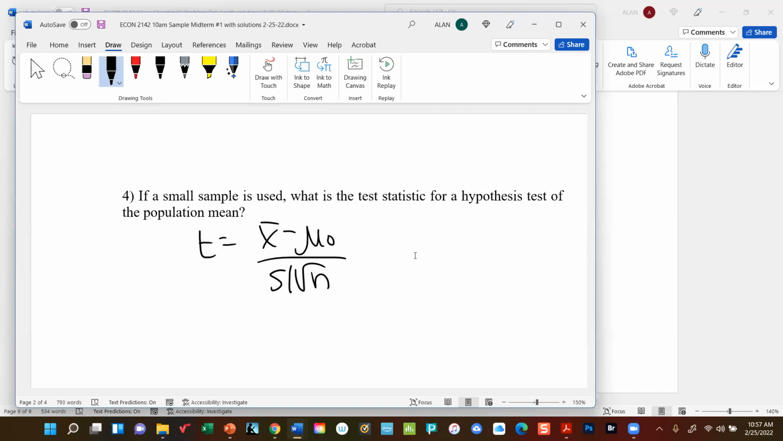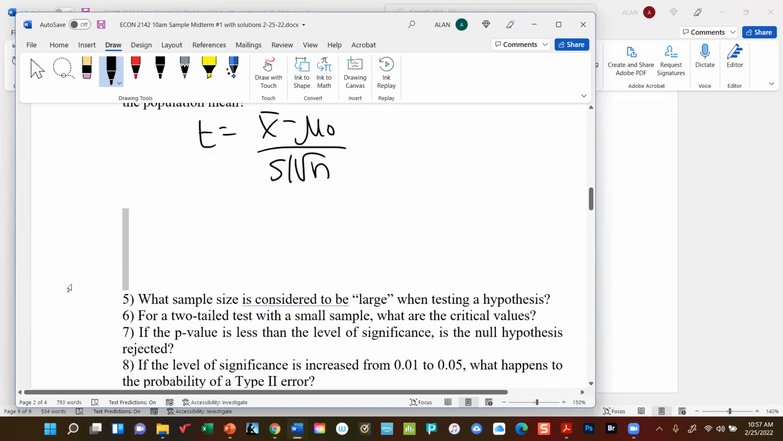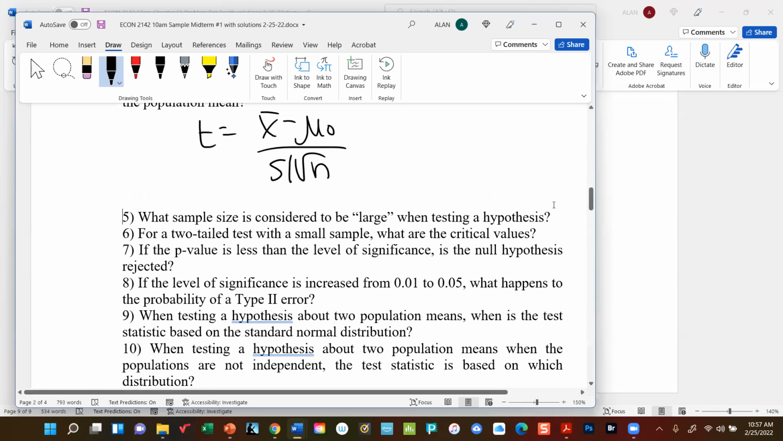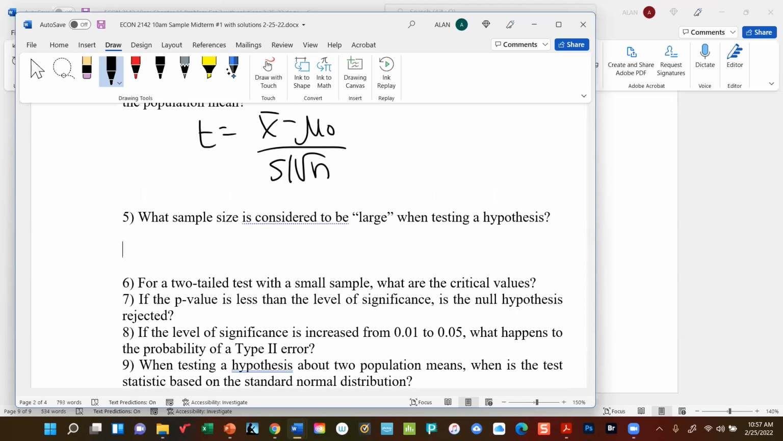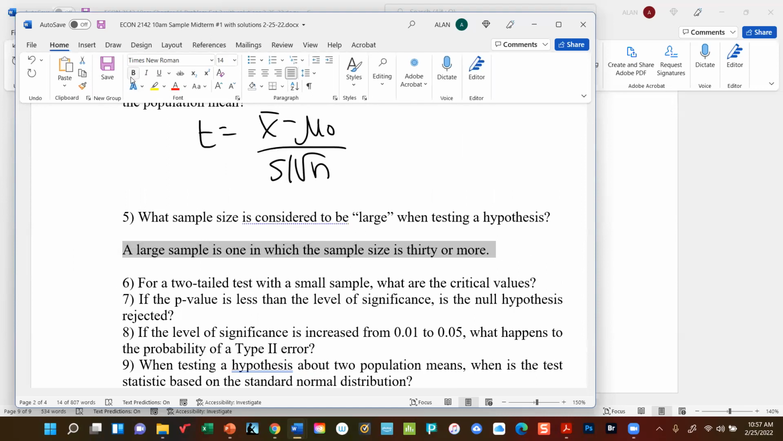All right, now what's next? What sample size is considered to be large when testing a hypothesis? All right. So remember with the central limit theorem, you were told that we make a distinction between small and large samples. A large sample is one in which the sample size is 30 or more. Okay, so the cutoff point between large and small is 30.